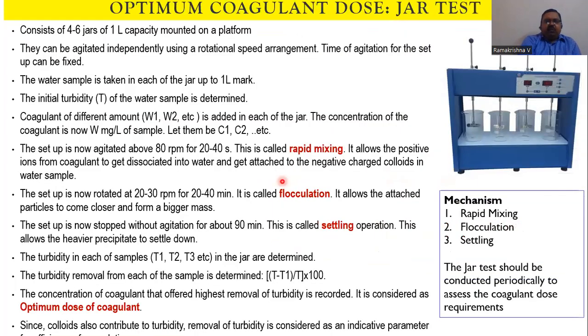Now we will try to understand the procedure to find out how much amount of coagulant is required. This is called the optimum coagulant dose test. We normally go for the jar test apparatus. In the jar test apparatus, what we see here, we are having a number of jars. It can be 4 to 6 jars, usually 1 liter of volume.